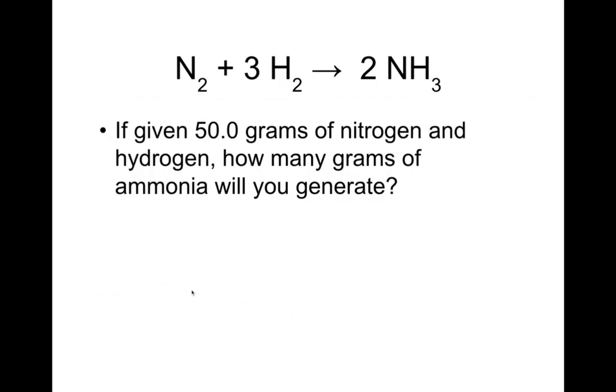So here I have a different equation. I have nitrogen gas plus hydrogen gas going to ammonia. And given 50 grams of nitrogen and 50 grams of hydrogen, how many grams of ammonia will you generate? So if you're working on this, you can pause the video, go and try to do this problem with those two T-charts, and I'll show the answer on the next two slides. So go and pause the video and do the work now, and then come back.